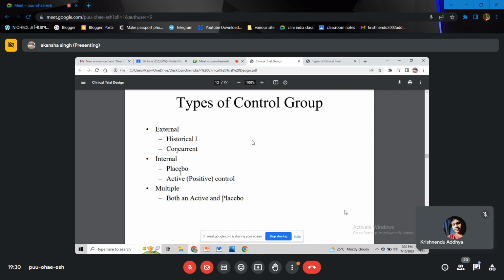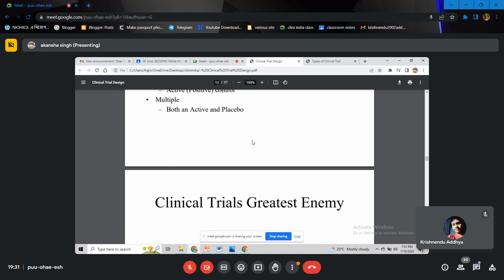Multiples of active and placebo. As we have seen in the pictorial design, the active and placebo were all there. One becomes your active, one becomes your standard drug, and one becomes your placebo. Based on that, you can analyze the data. After giving the active drug, what is the benefit? If I give a patient a placebo, what is the effect? You can analyze in those terms. Understood control groups?